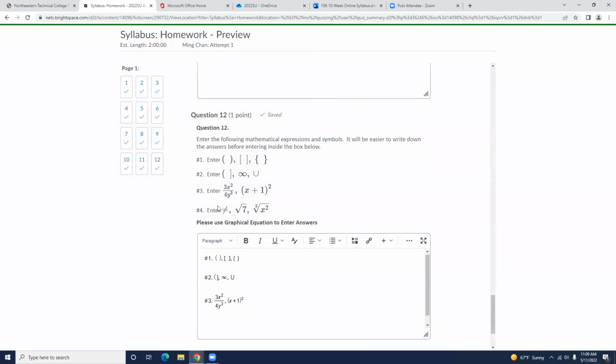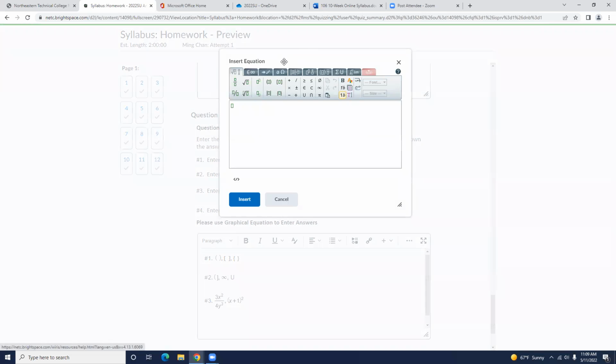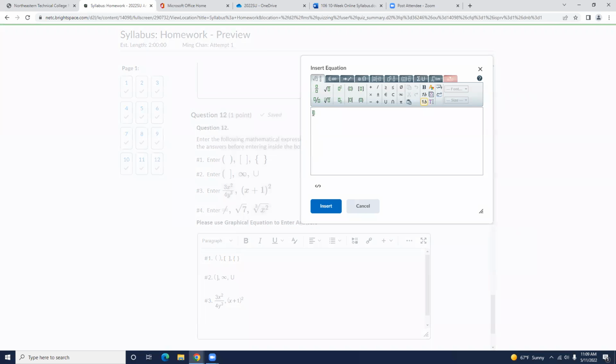Number 4, the first one is the trickiest. Not equal to. We use the not equal to symbol a couple of times this semester. Not equal to is under the second tab. The very first thing, a box with a slash over it. Click on that first, and then use the keyboard to enter the equal sign. That's the equal sign. Don't use the 3 lines.